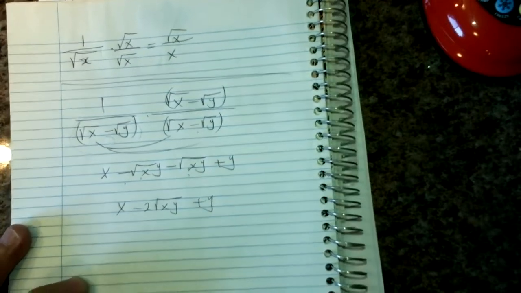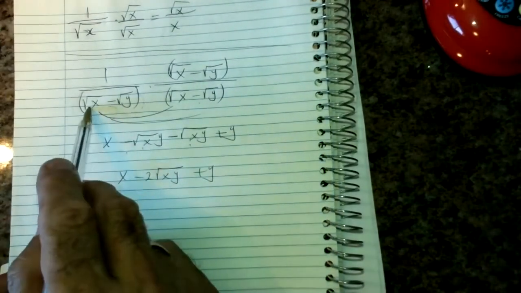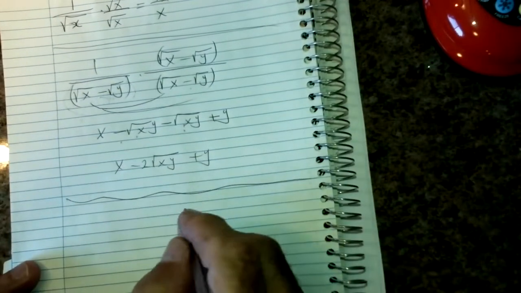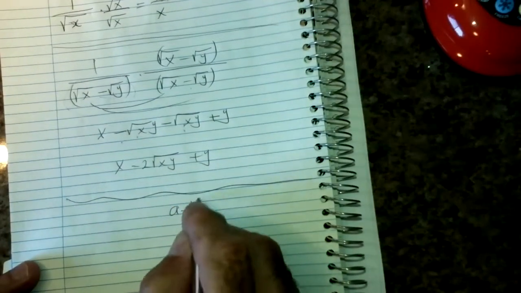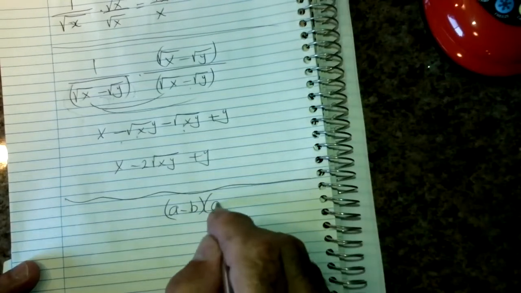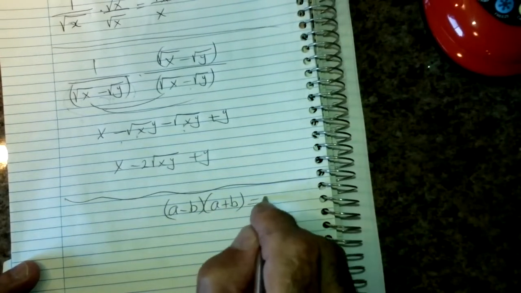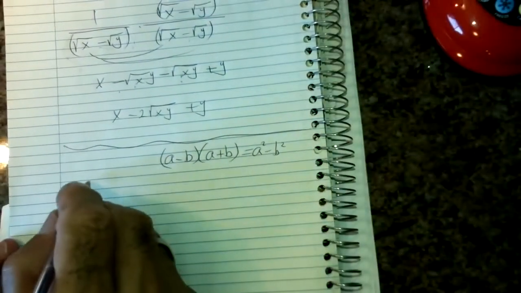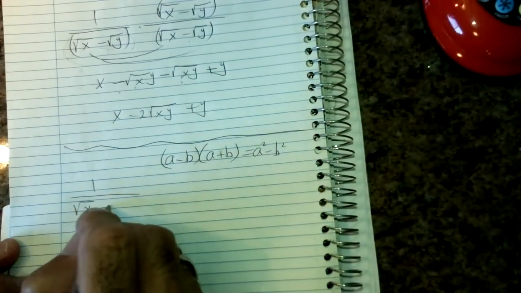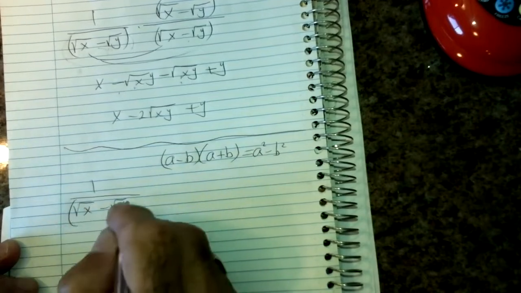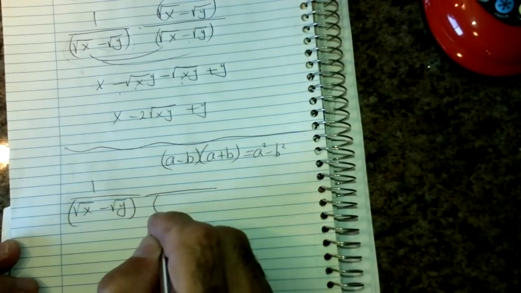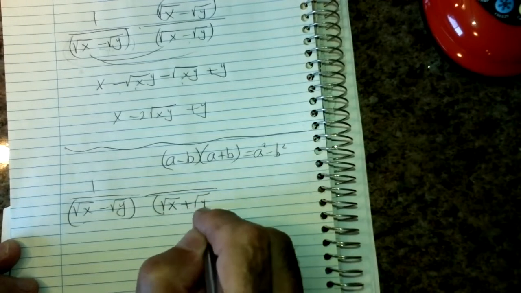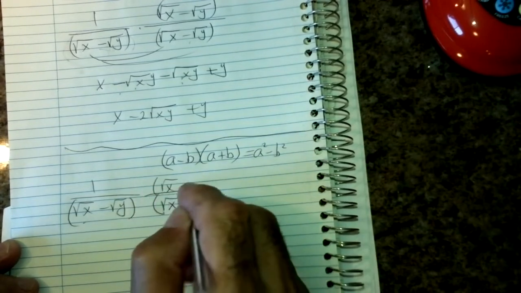We don't want that. What you need to do when you see a difference or sum of 2 radicals like this, you had a formula that if you have a minus b, the conjugate, times a plus b, is a squared minus b squared. We use that here. So what you do is when you have 1 over radical x minus radical y, you take that and multiply that by the conjugate. Look, the same radical with the opposite sign. You do it this way. See?